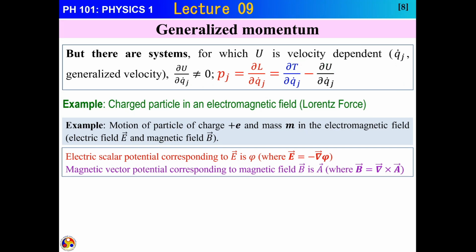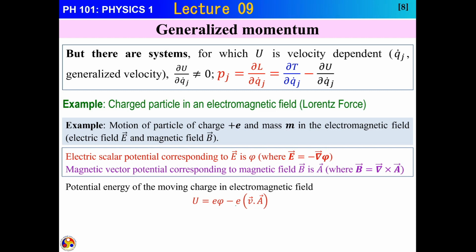Now, if that is so, then the potential energy of a moving charged particle in an electromagnetic field can be said to be U equals E phi minus E V dot A. This can be derived starting from the force equation that we just wrote, E plus V cross B, and taking Maxwell's equations, we can derive this solution for the potential energy.